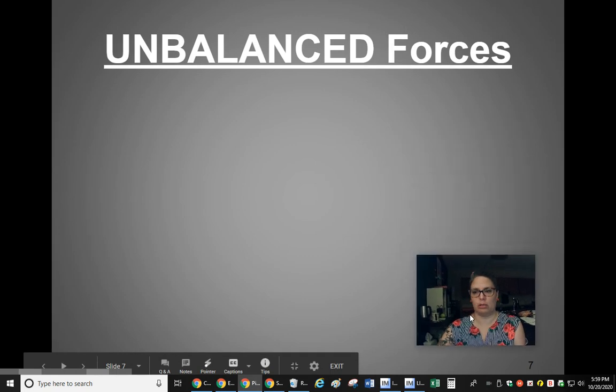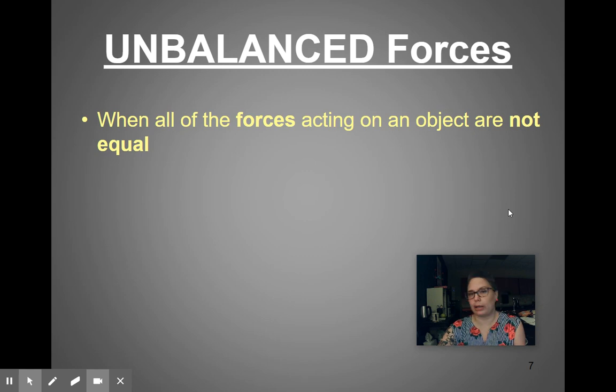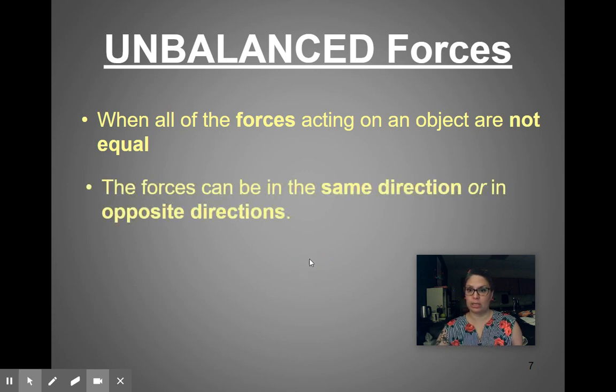Okay, now unbalanced forces. When all of the forces acting on an object are not equal, one of the pairs has more magnitude than the other. That's unbalanced. It's going to change the position of the object. The force can be in the same direction. So if I was going to push the table out of the way, and someone else came and helped me, we push it out of the way together. There's two different forces on that one object being pushed.